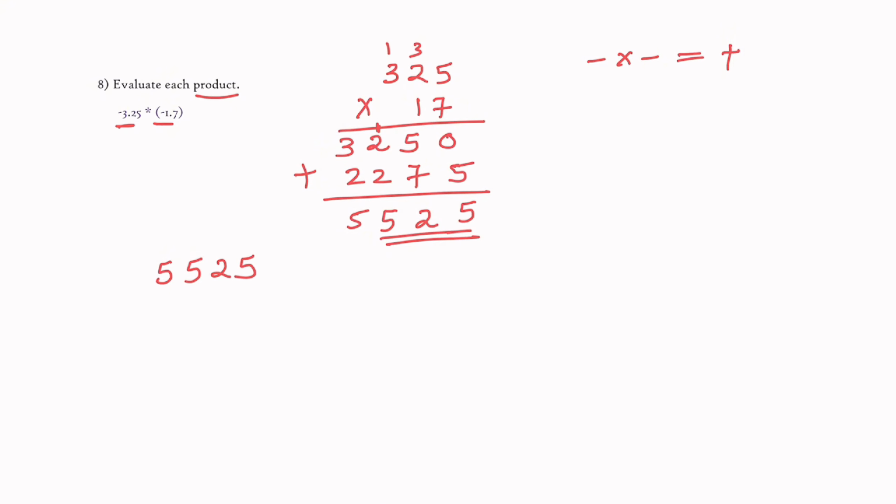My answer is positive now. 2 digits here and 1 digit here, making it 3 digits. Let's count this way. 1, 2, 3. It's here. And it's done. 8 questions done. The 9th one. Answer is going to be negative.